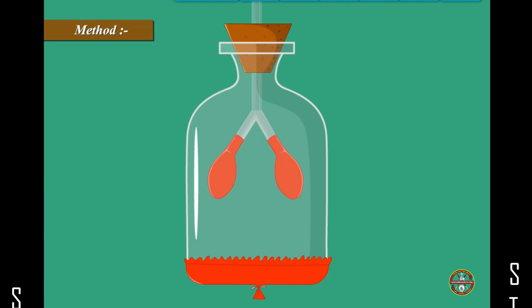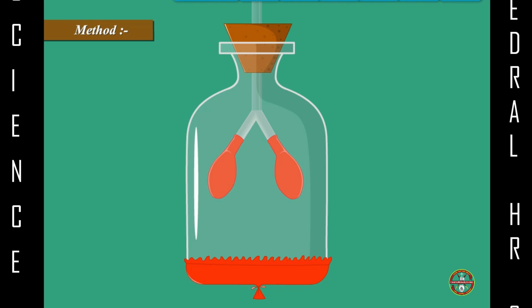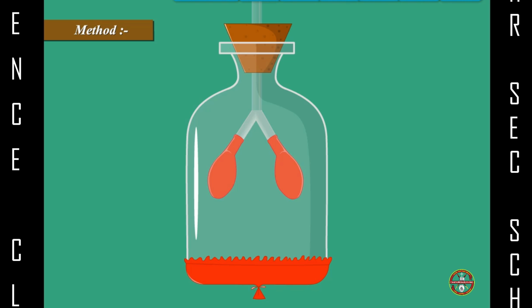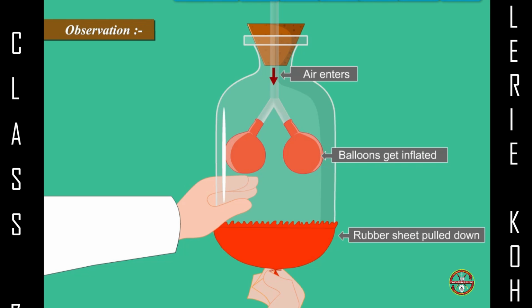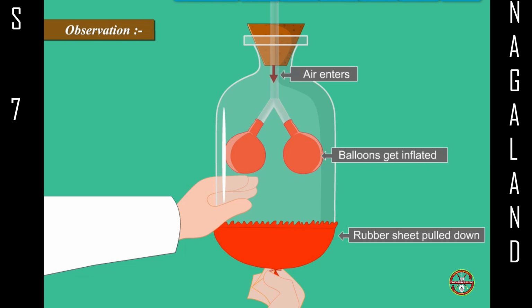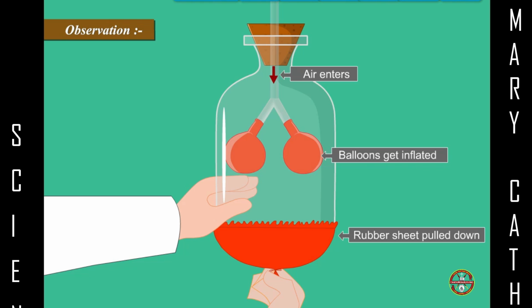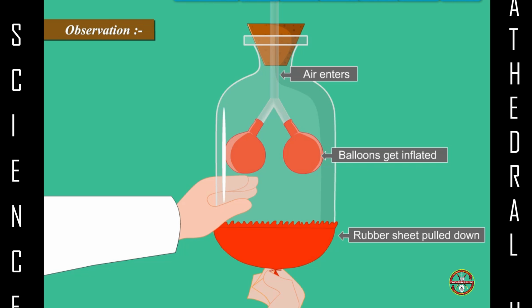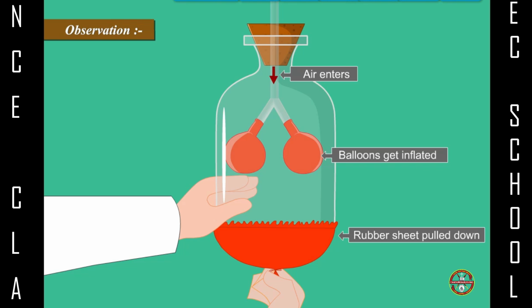In this apparatus, the space inside the bottle represents the chest cavity, the balloons represent the lungs, whereas the rubber sheet represents the diaphragm. Observation: when we pull the rubber sheet downwards, the space inside the bottle increases, lowering the air pressure inside the bottle. The air from outside rushes in through the Y-shaped tube into the balloons, due to which the balloons get inflated. Their size increases. See figure. This is how we inhale air during breathing.